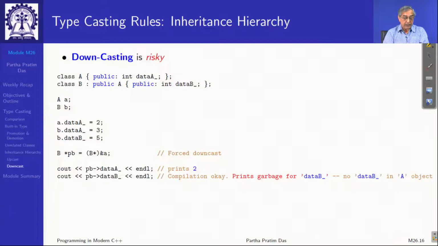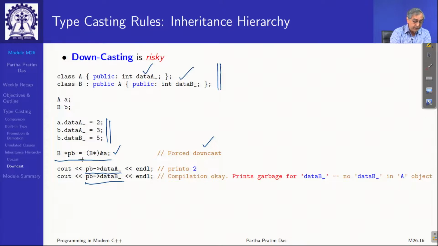Now, if I do downcasting forcibly in the same example, with the same initialization, all that I am doing is a downcasting here. That is, I am taking the address of an A object and putting it as if it is a B object. So, I am leading to information which does not exist. Now, compiler cannot do anything in this case, because you have told the compiler it is an explicit cast, explicit downcast. But with PB, I can access data A, and I think I can access data B also, because PB is a B type pointer.